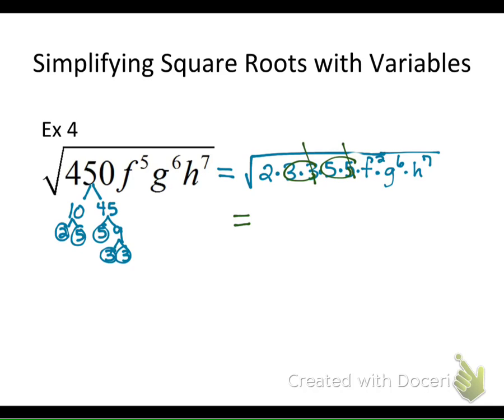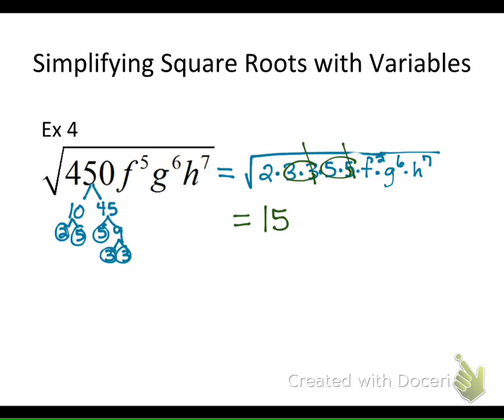So when I go to circle my pairs, they move to the outside coefficient. What is my new coefficient going to be? Oh, 15. Because that 3 moves to the outside, the 5 moves to the outside. 3 times 5 is 15.